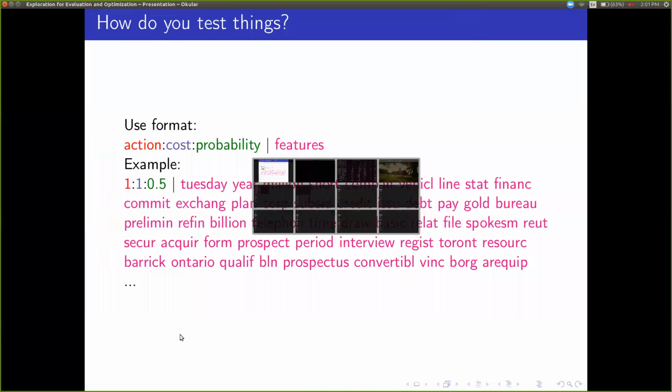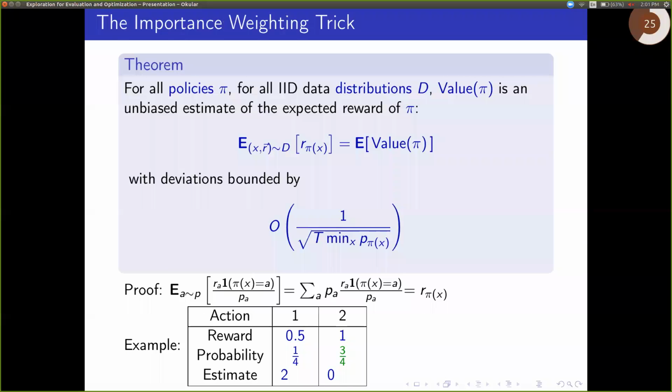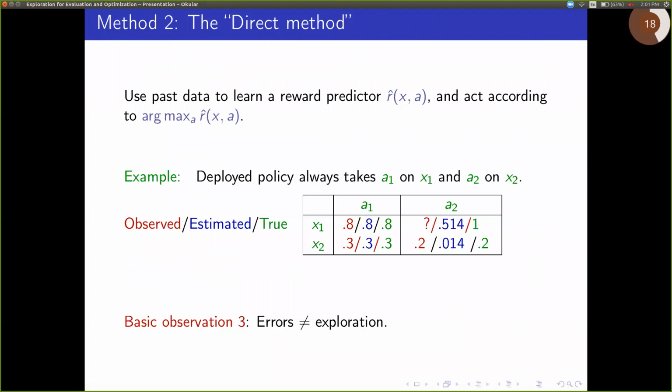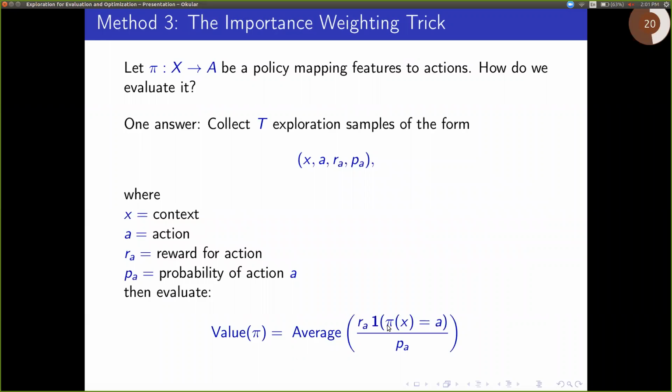I see. I think I know what you're talking about. Let's go back here. So where to go? There it is. Okay, so instead of using this indicator function, you can use the probability that pi chooses the action A. And that is correct. So that's a way to lower the variance a little bit further.